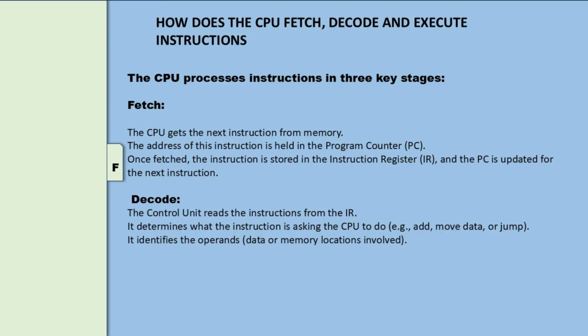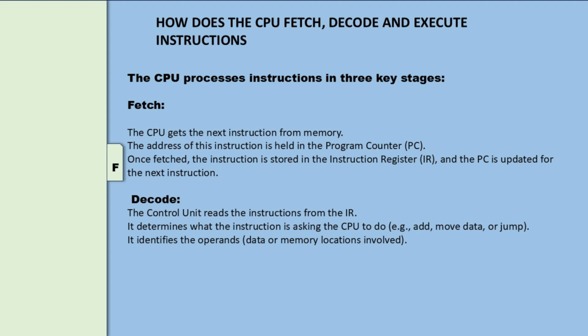To the next main question: how does a CPU fetch, decode, and execute instructions? The CPU processes instructions in 3 key stages. 1. Fetch. The CPU gets the next instruction from memory. The address of this instruction is held in the program counter (PC). Once fetched, the instruction is stored in the instruction register (IR), and the PC is updated for the next instruction.